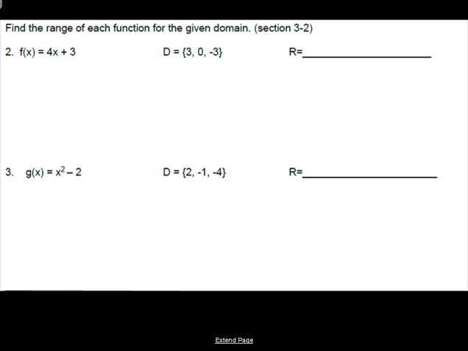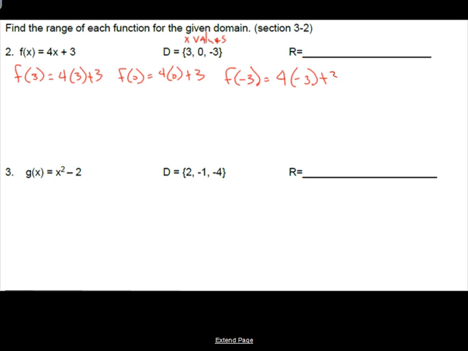In this section, it says find the range of each function for the given domain. Here, these are my x values. I will plug those into my equation. So I'm going to do f of 3, which is 4 times 3 plus 3. I'm going to do f of 0, which would be 4 times 0 plus 3, and f of negative 3, which is 4 times negative 3 plus 3.